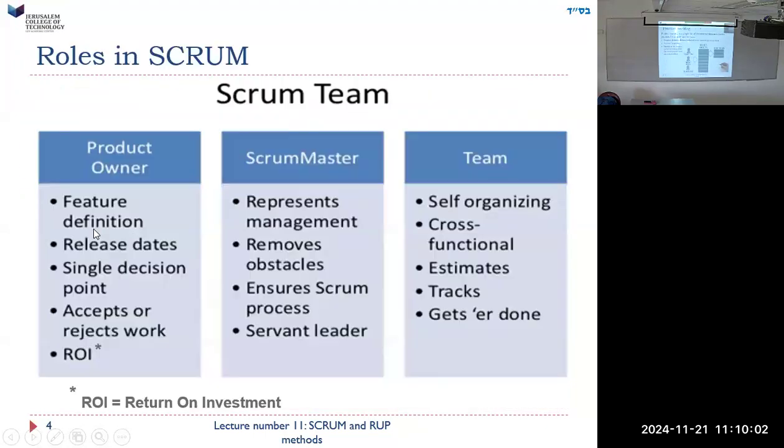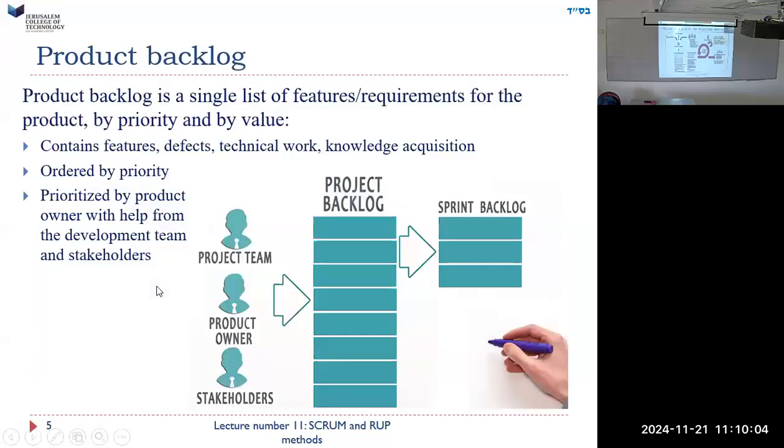Okay, so we talked about the product backlog over here. What is the product backlog? It's a single list of all the feature requirements for the product.